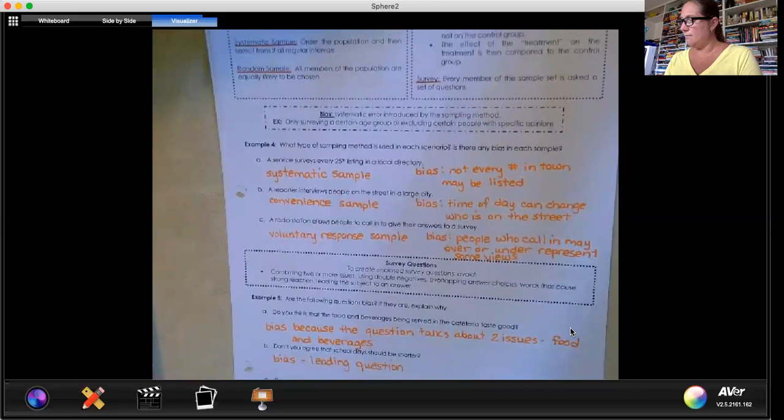B, a reporter interviews people on the street in a large city. That would be a convenient sample. Everybody's in the same place. Bias could be time of day. It could also be the street that you're on. So there could be 2 biases there.